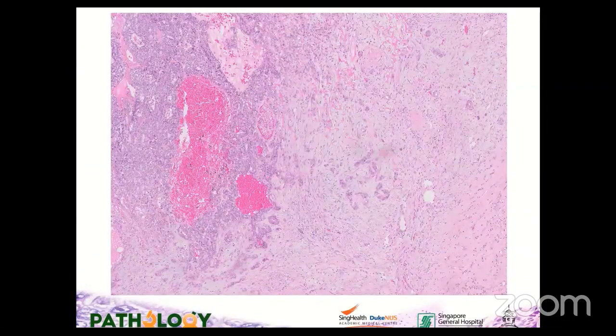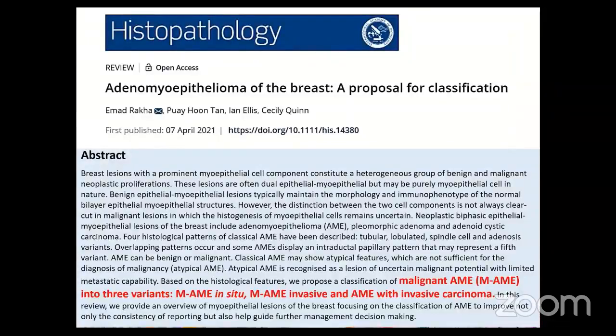This case would be regarded as a malignant adenomyoepithelioma, and I just want to draw your attention to this recent publication on a proposal for classifying breast adenomyoepitheliomas in which the malignant adenomyoepitheliomas can be categorized into 3 different variants, and the case that I've just illustrated would be a malignant adenomyoepithelioma in this group of adenomyoepithelioma with invasive carcinoma.